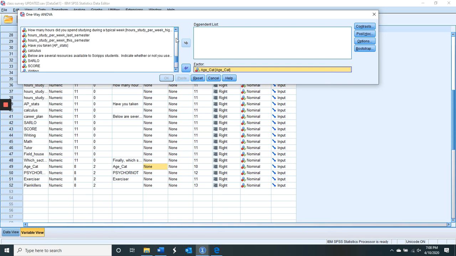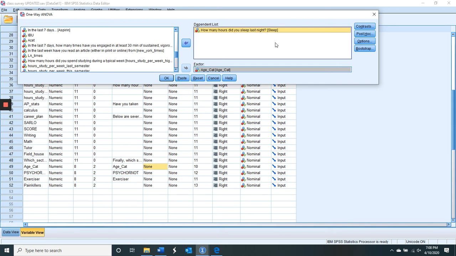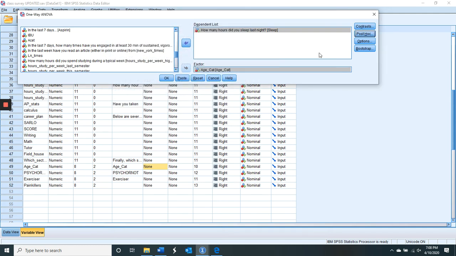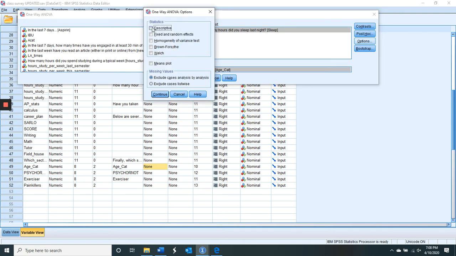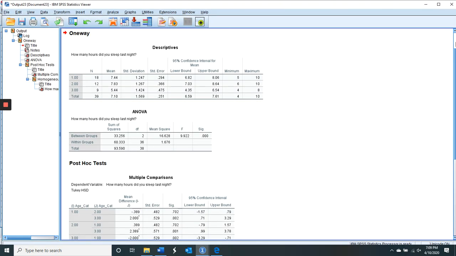And then we're curious if these age groups had different hours of sleep. And so how many hours did you sleep last night? That goes into the dependent variable. Remember that we have to tell it to do a post hoc, just in case it is significant. Press continue. Options. We want the descriptives because those means, especially, and we want the standard deviations too for our output, but we need the means to interpret which groups are different if we get a significant overall F. So we press that, and here's our output.